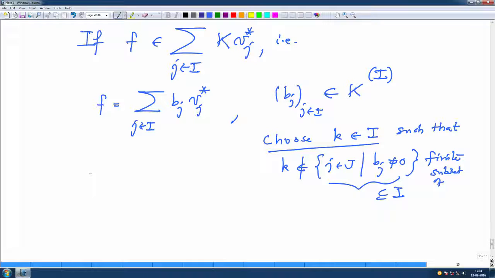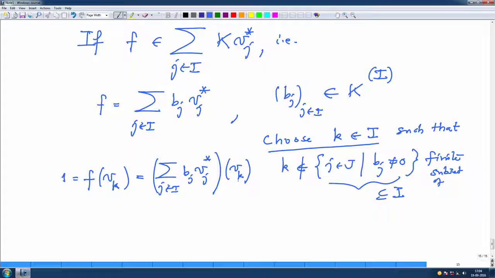And now, what will be F of v_k? Remember, our definition of F of v_k says the sum of the coefficients, but here there is only one coefficient, namely 1. v_k has coefficient 1 and all other v have coefficient 0. So, this is 1. On the other side, if it is an equality, then it will be the sum over j in I of b_j v_j star evaluated at v_k. I will take it inside, because this is a finite sum and all these are linear forms. So this is the sum over j in I of b_j v_j star of v_k.